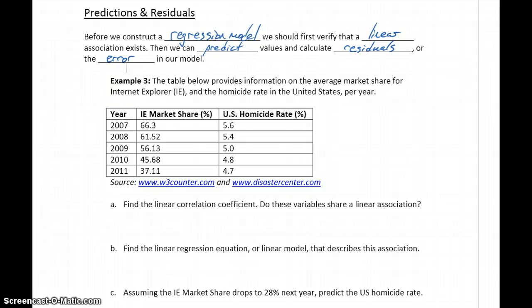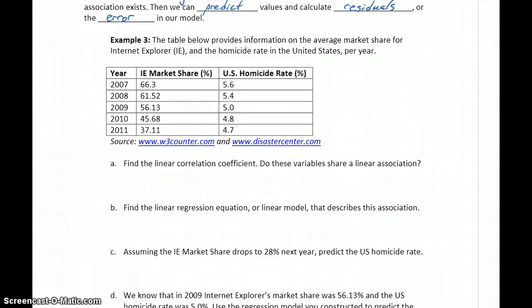In example 3 here, we have information on average market share for Internet Explorer and the homicide rate in the United States. Throughout these videos, I like to use examples that seem absurd, especially when thinking that association implies causation. If there's an association here, positive or negative, it would mean that using Internet Explorer as your browser has some effect on the homicide rate in the United States, which doesn't make any sense. So again, we're reinforcing the idea that association does not imply causation.